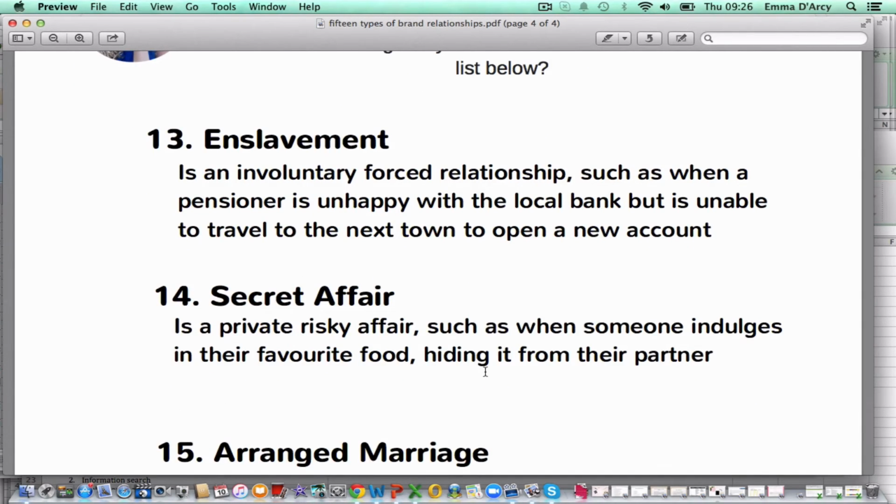Number 14 is a secret affair. So private risky affairs, such as when someone indulges in their favorite food, hiding it from their partner. Now, this type of behavior is quite prevalent, particularly when you look at the level of obesity in the world at the moment. So somebody's indulging in their favorite food and hiding it from their family and friends, but really, it's quite obvious, if they're putting on weight, that they are indulging at some point. So it's a risky affair. So just to understand, is your product or service a risky affair? And how do people go about buying it?